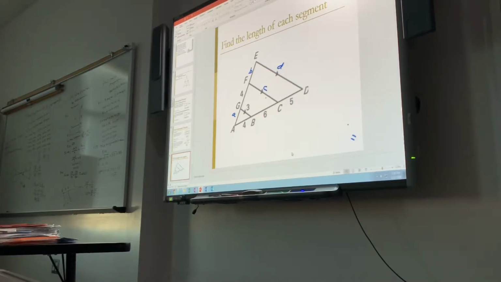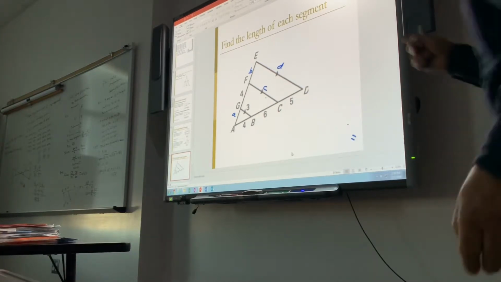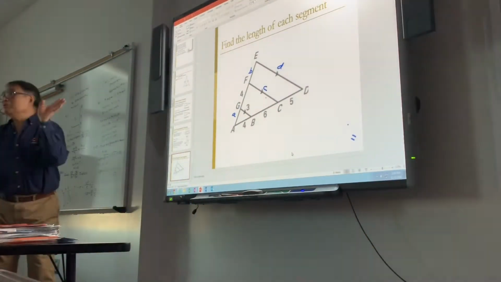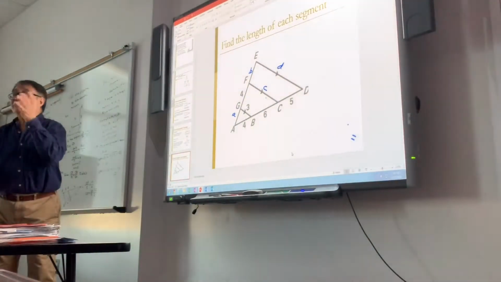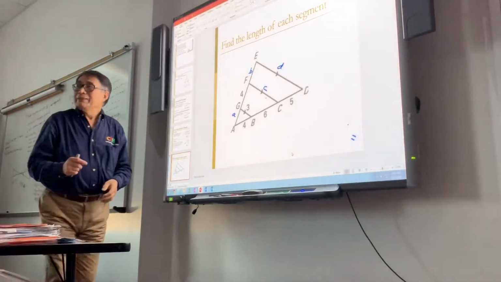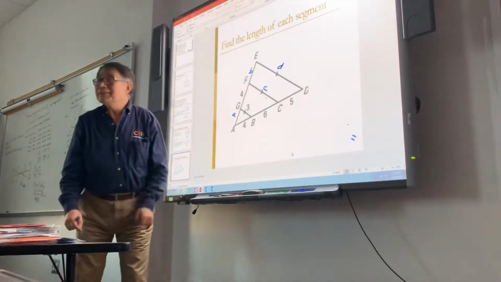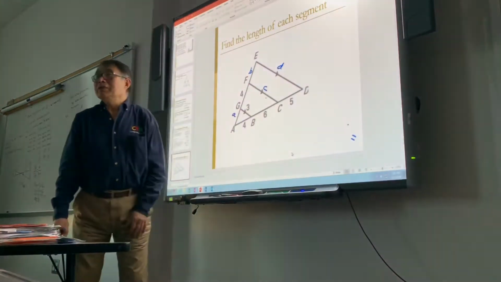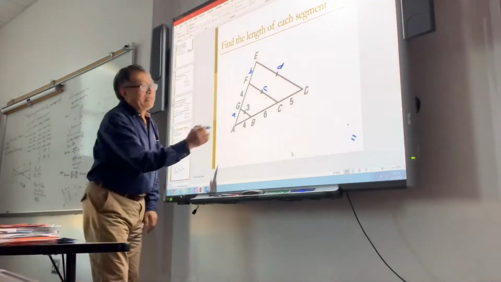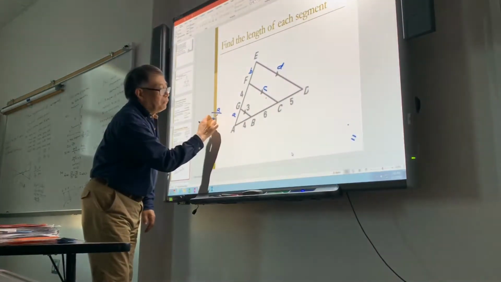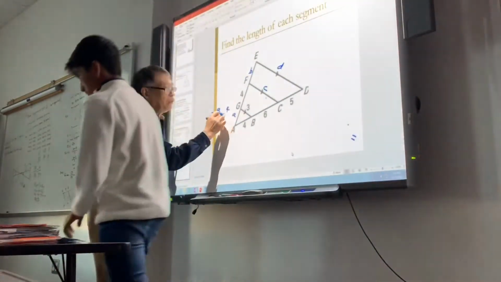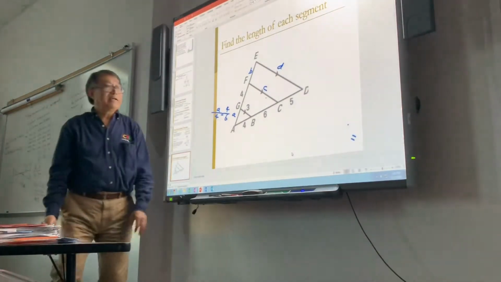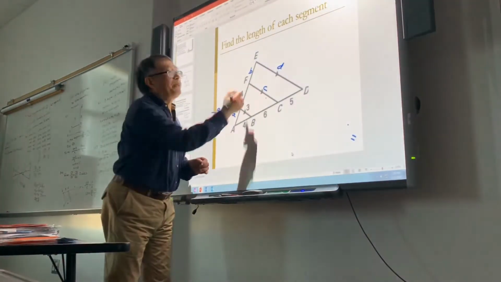Yes, you can sit back to your seat. How to find A? Who can give you some idea? For the first theorem, we just finished. First theorem is enough. Yes? They are parallel. So A over 4 equals 4 over 6. First, you can finish. Second, okay, find B.